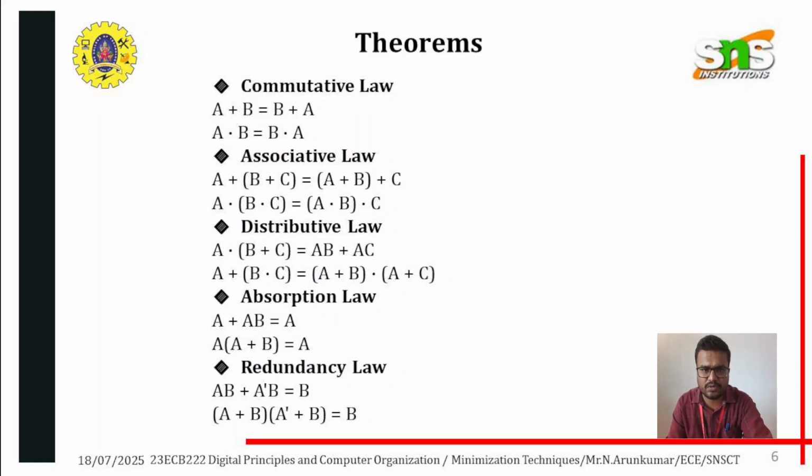And the next one is the distributive law. A dot (B plus C) equals AB plus AC. In the same way, two devices can be configured based on this equation, AB plus AC. Absorption: A plus AB equals A. Like this, the redundancy law is used for reducing errors. AB plus A dash B equals B, because only one connection needs to be checked for this one. And absorption means that the entire calculation is absorbed.